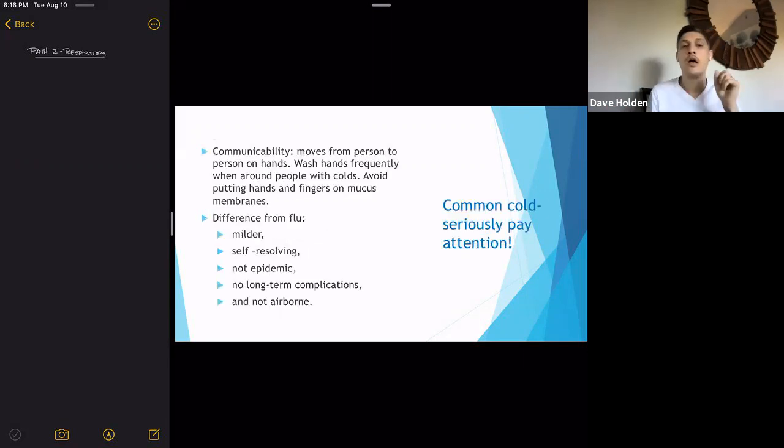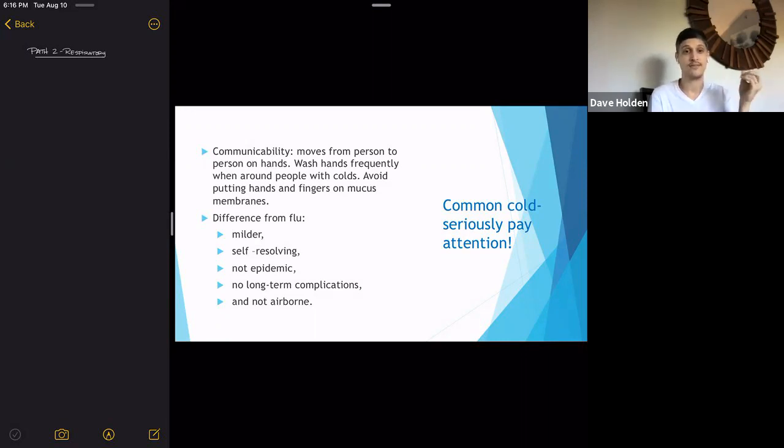So now we're going to start getting into some of the more specific conditions. And if we're talking about a respiratory condition, we're going to start with the common cold, right? We got to start there. Common colds move very frequently from person to person through contaminated objects. So you got to wash your hands frequently.